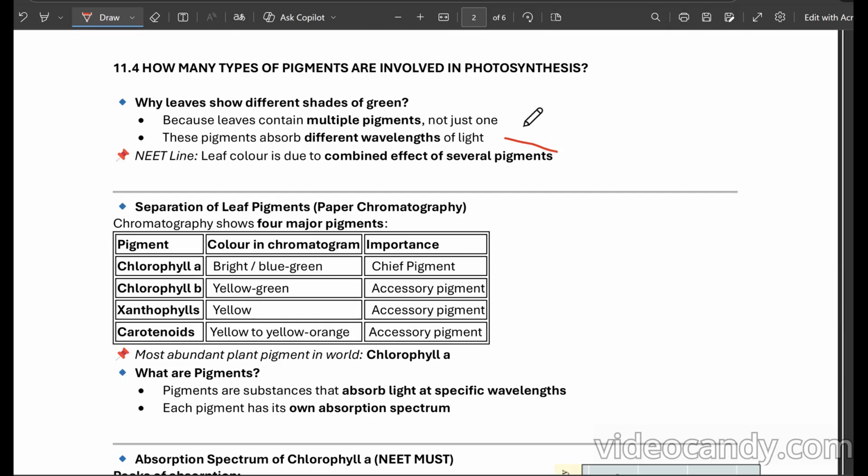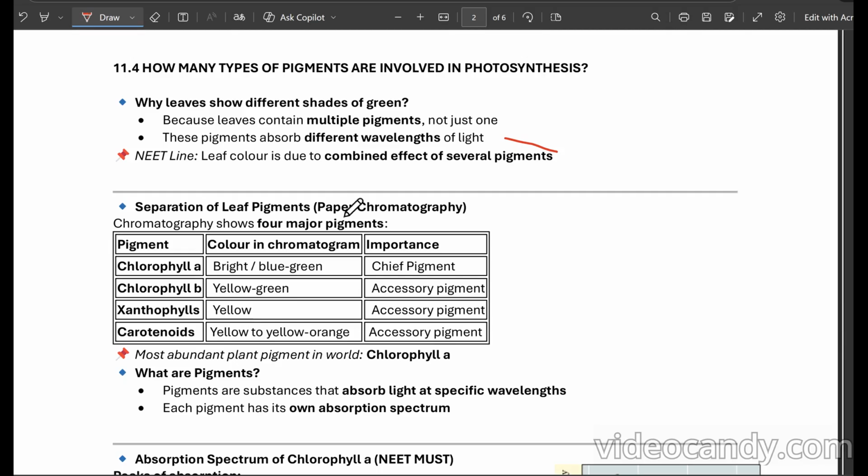So whatever light the leaf doesn't absorb, it reflects. Usually the leaf doesn't absorb green light, it reflects the green light. That's why we see the leaf as green. Now paper chromatography, which you would have studied already in chemistry, is the separation of the pigments.